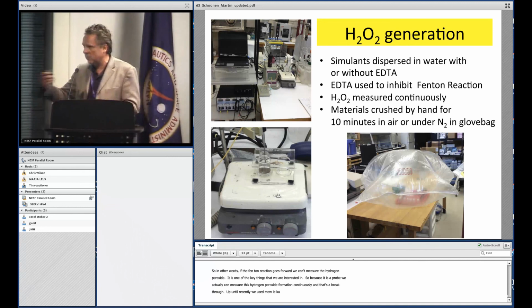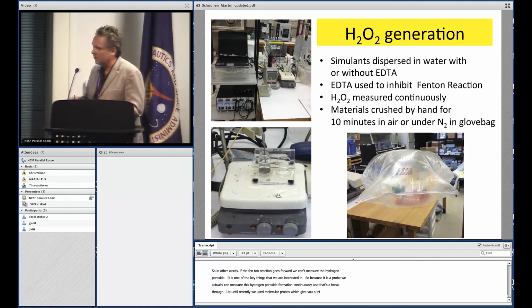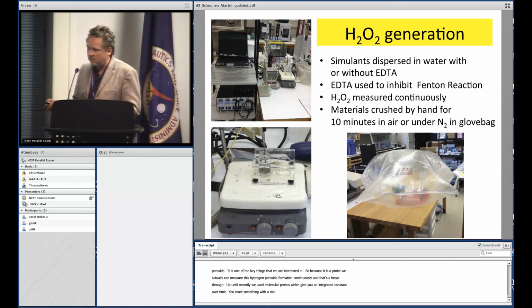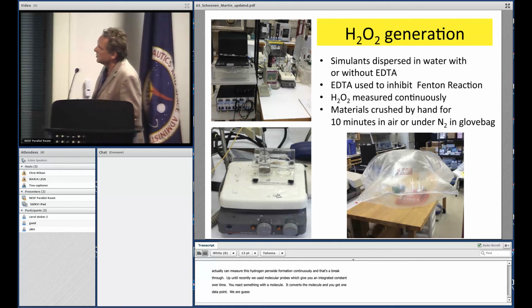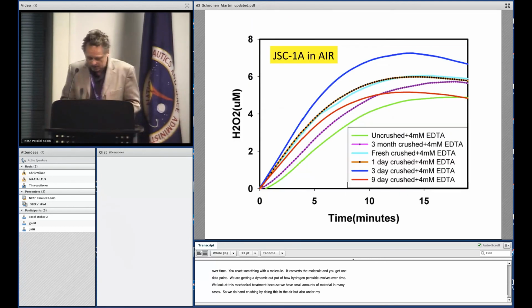So let's say you react something with a molecule, it converts the molecule, and you get one data point. Now we're getting actually a dynamic output of how hydrogen peroxide evolves over time. We've started to look at this mechanical treatment simply because we have small amounts of material in many cases, so we just do hand crushing, by doing this in air, but also under nitrogen in the glove bag, and that's what this picture represents.